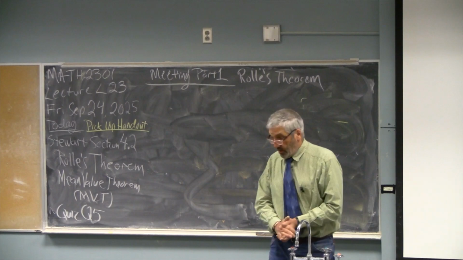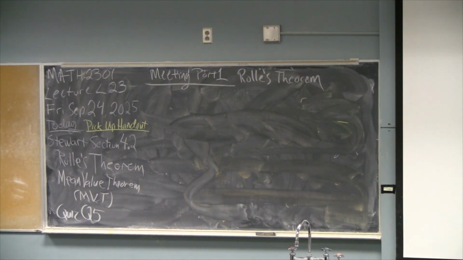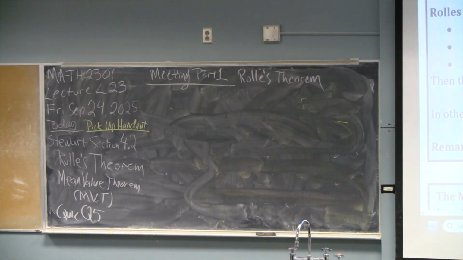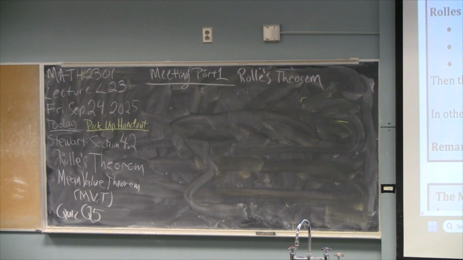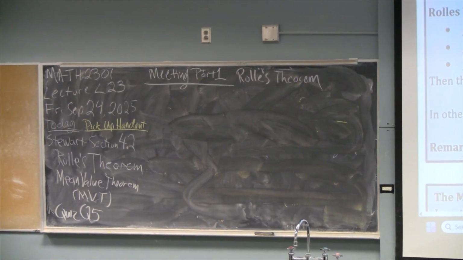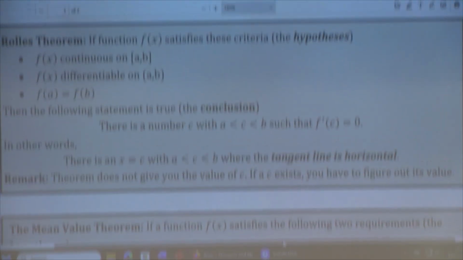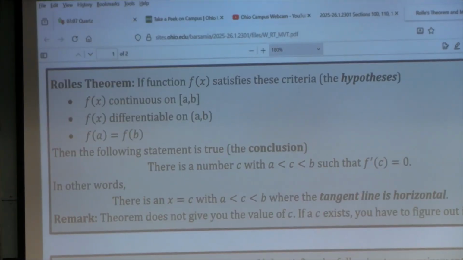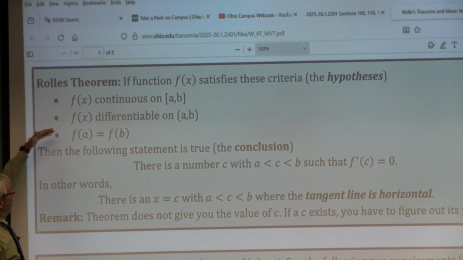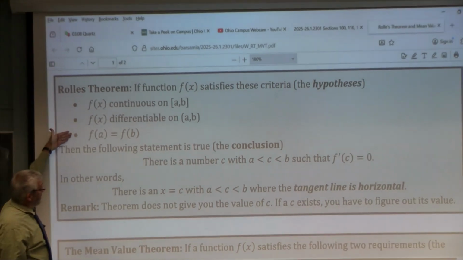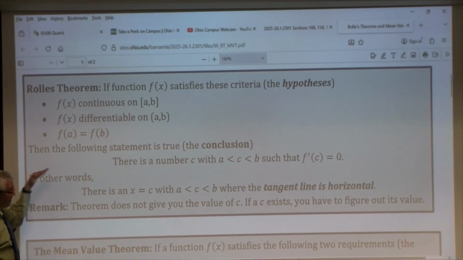All right. So first thing I want to do is I want to discuss Rolle's theorem. So that's meeting part 1. Now, I'm not going to prove this. I'm not going to do any examples about Rolle's theorem. I'm just going to illustrate it. So it's an if-then theorem. It says if f satisfies all these criteria, f is continuous on a closed interval, f is differentiable on the open interval, and the height at the endpoints is the same, then this statement's true.